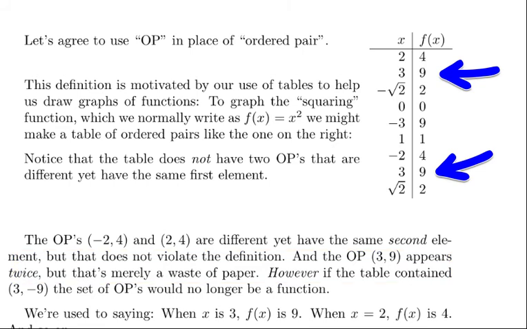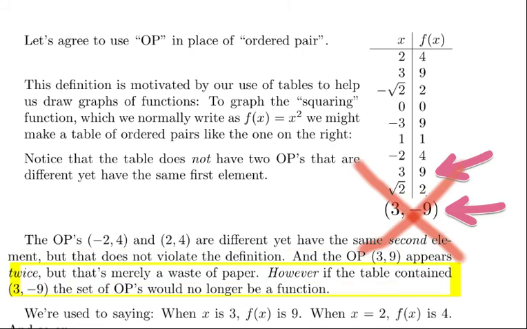However, if the table contained 3, minus 9, the set of ordered pairs would no longer be a function. That's because 3, 9 and 3, minus 9 are different ordered pairs, and yet they have the same first element, a violation of the property in the definition.